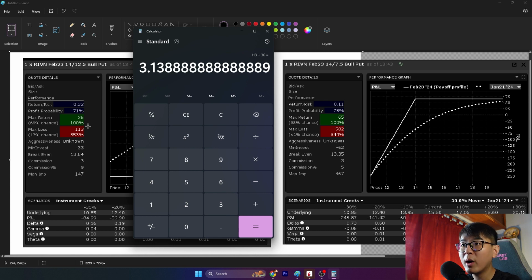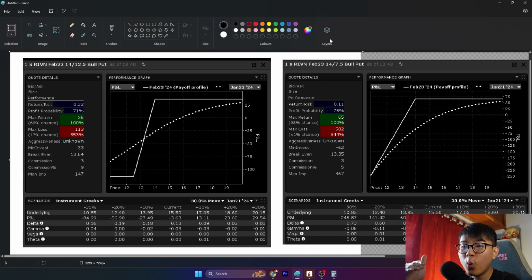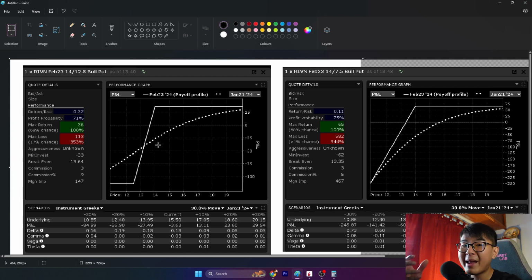That means for every dollar I want to earn, I'm potentially risking about $3.13. But that to me is not ideal, because no one in the right frame of mind would let a bull put spread expire at the maximum loss. In a case where the trade goes against you, you want to cut your losses immediately.